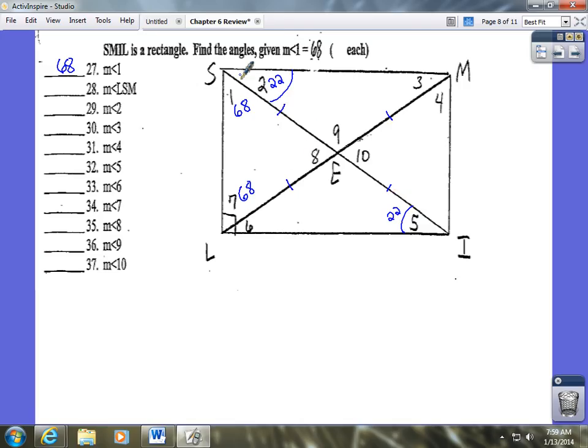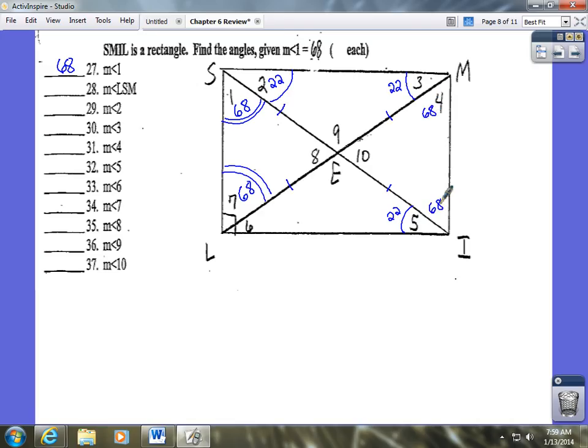Okay, same thing for this triangle. This side is equal to this side, which means this angle has to be equal to this angle. Okay, same thing over here. 22 from 90 is 68. So this one's going to be 68. And then this one is going to be 22. Okay, so we figured out all of those.